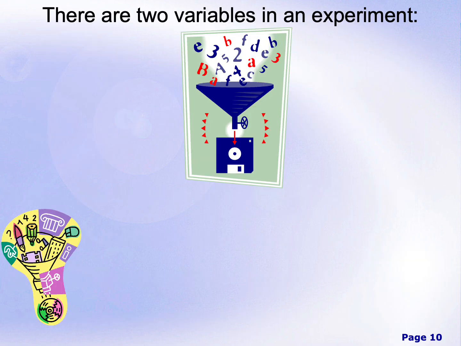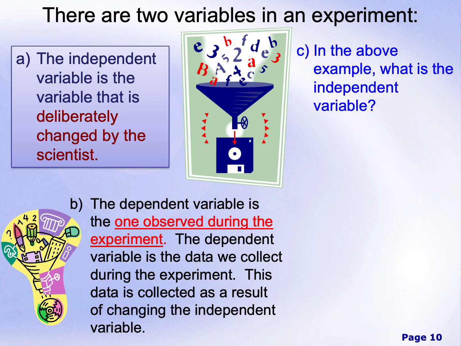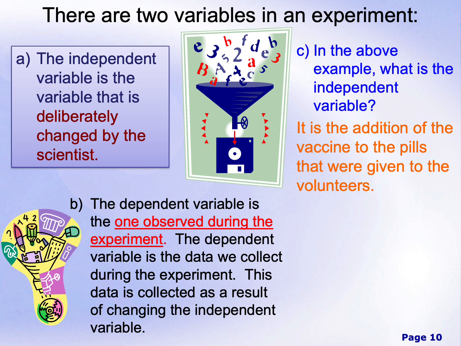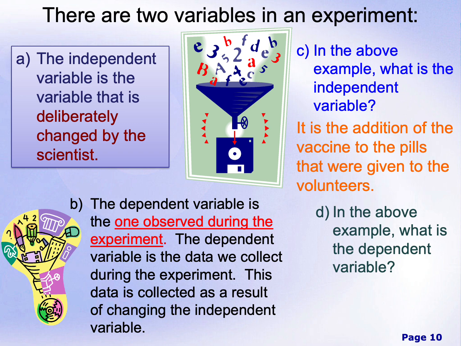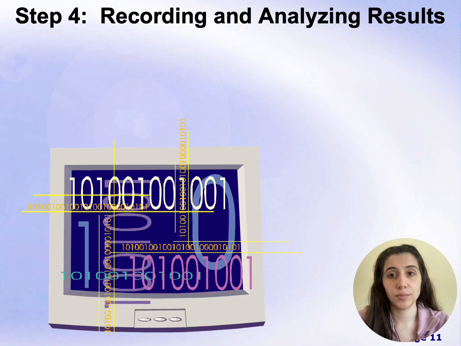This leads us to two more terms. The independent variable is what you change, in this case, whether the pill had the vaccine. The dependent variable is what you observe or measure, like the health of the people in the study. Basically, the independent equals what you change, the dependent equals what you measure. The dependent variable depends or relies on the independent variable.